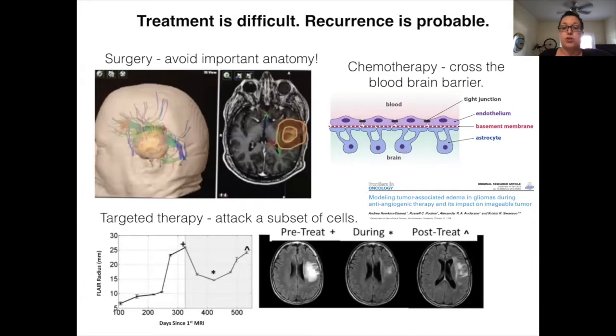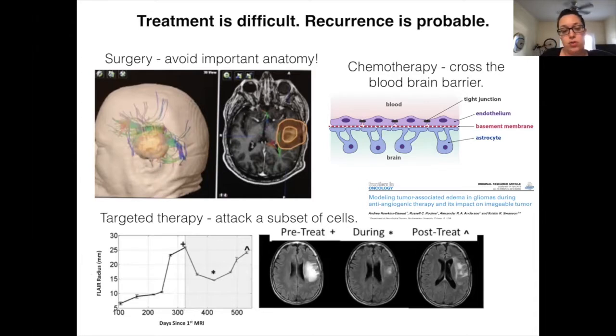It's just surgery, you can't remove everything. There's very important anatomy that you can't just cut out. The blood-brain barrier is another issue, that drugs can't just cross over this barrier that is there for a reason. So this limits the kind of drugs that you can give patients.